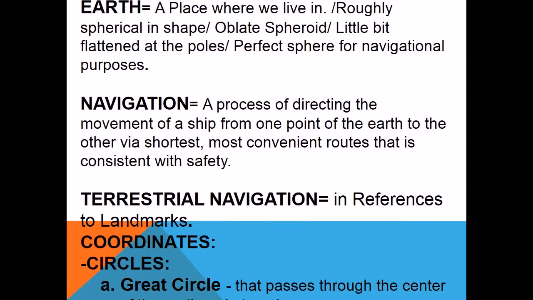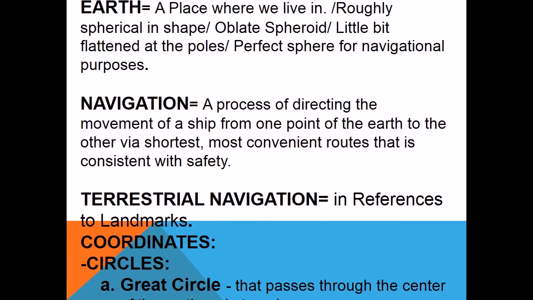Earth, the place where we live in, is roughly spherical in shape, an oblate spheroid, a little bit flattened at the poles, or a perfect sphere for navigational purposes. Navigation is the process of directing the movement of a ship from one point of the Earth to the other via the shortest, most convenient routes that is consistent with safety.